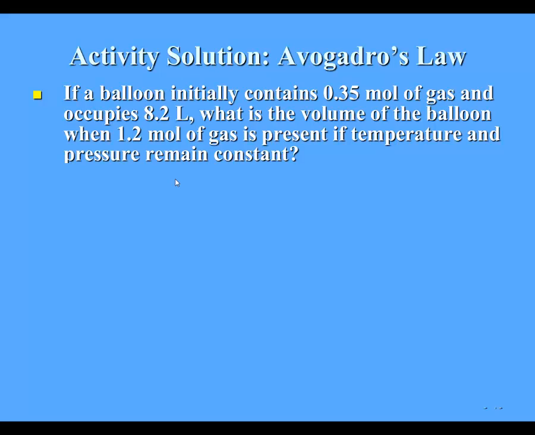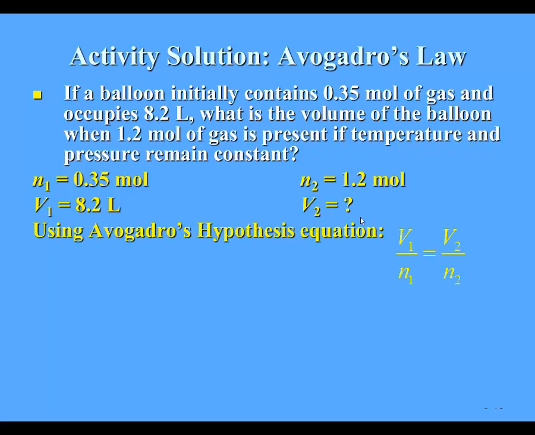If we look at this situation, we can define our variables. Our initial moles are 0.35 moles. Our initial volume is 8.2 liters. Our final number of moles is 1.2 moles. And our final volume is what we're trying to solve for, our V2. I'm using Avogadro's hypothesis, and we're looking at changing conditions. So I have volume 1 over moles of gas 1 is equal to volume 2 over moles of gas 2. We're assuming temperature and pressure are being held constant in this case. So what I want to do is solve for V2, so I multiply both sides by the number of moles N2, and I generate the following equation.